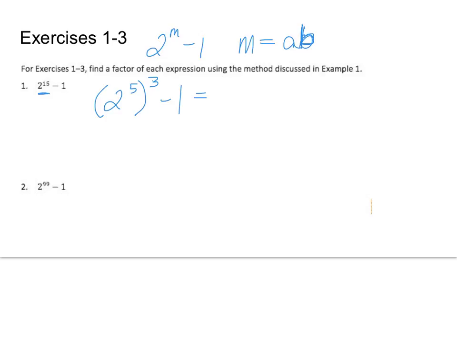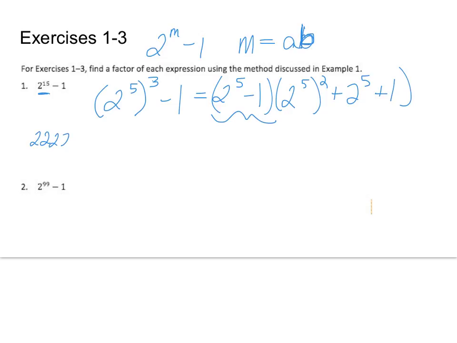Minus 1, which gives us 2 to the 5th minus 1 times 2 to the 5th squared plus 2 to the 5th to the first power plus 1. This term right here is not 1. 2 to the 5th: 2 times 2 is 4, times 2 is 8, times 2 is 16, times 2 is 32. So 32 minus 1 is 31, times, I don't really care, it's greater than 1. And that's the point.